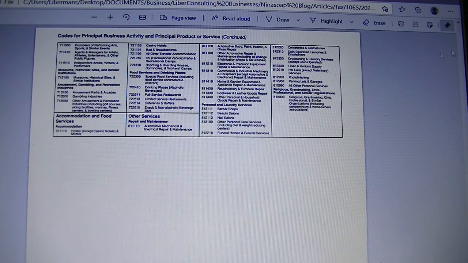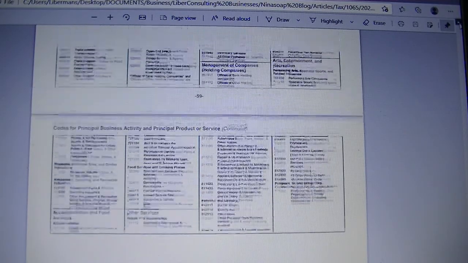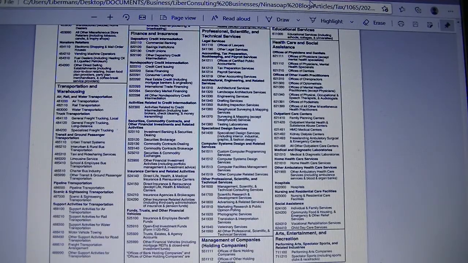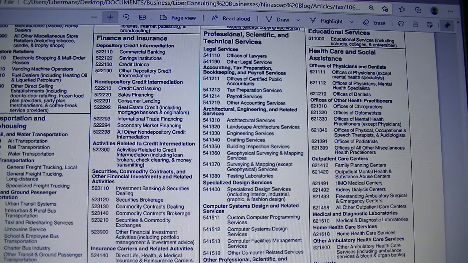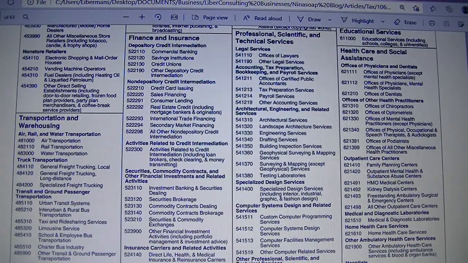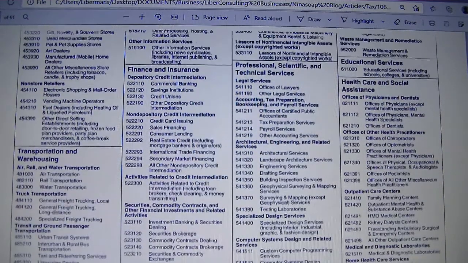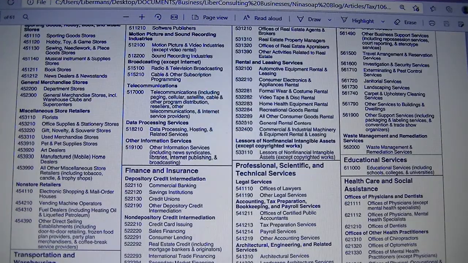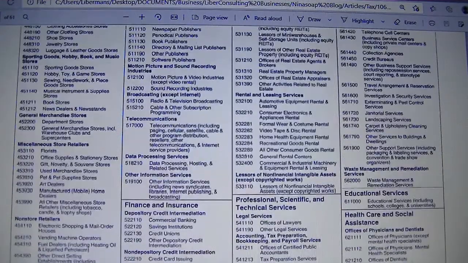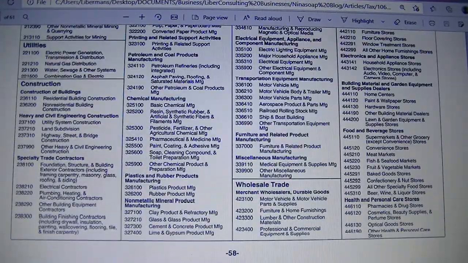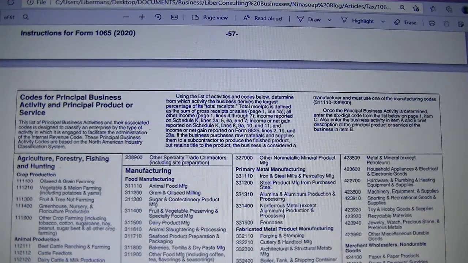The end of the instructions for Form 1065 has the business activity codes. You can scroll to see what will work well for your business, and I'm not going to dwell on it much. But if you are in a retail business, you sell online, first you can go to retail, and you can read how to choose your activity. It is the one that generates the most revenue for you.